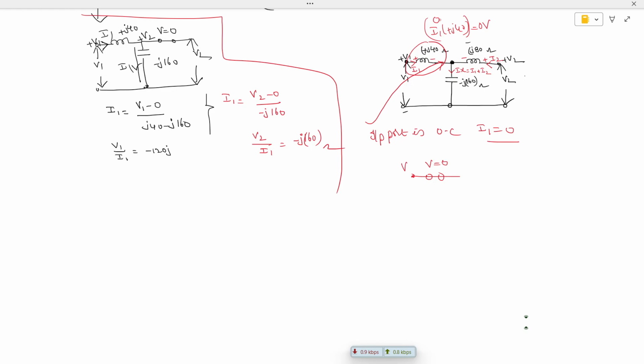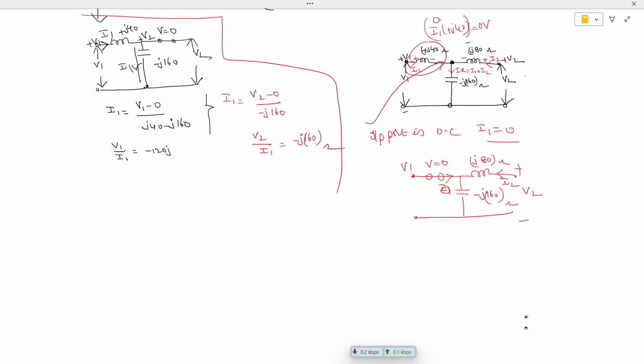What is the voltage at this point? V1. And the current in this branch is I1, which is already 0. So this is the capacitance we have, and this is the inductance. This is V2. This is j80 ohm. This is j160 ohm. So now what is the current in this branch? I2.